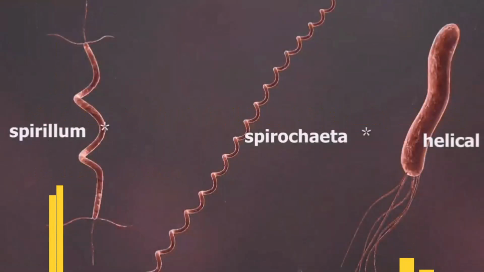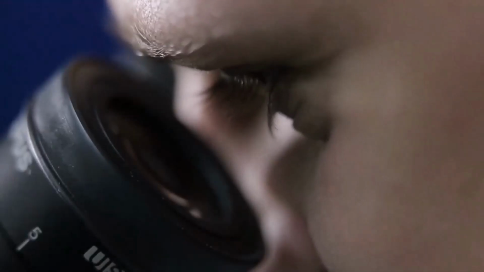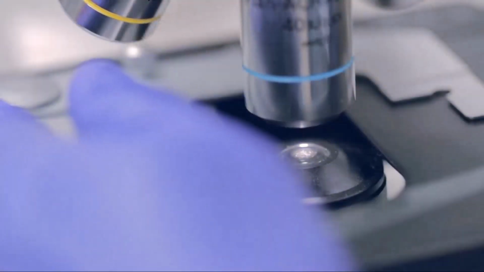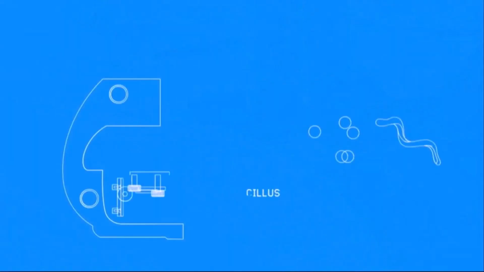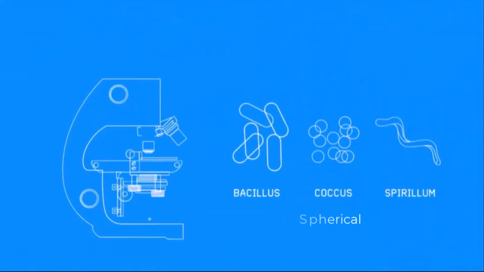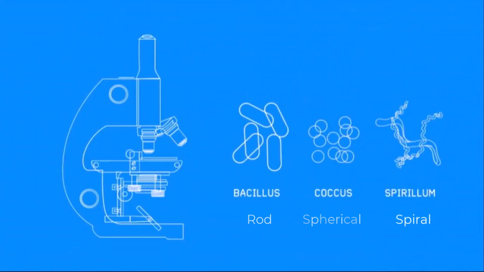Prokaryotic organisms come in many different forms. Determining cell shape by microscopic examination is an important step in identifying a prokaryote. The three most common shapes of prokaryotic organisms are spherical, rod-shaped, and spiral.